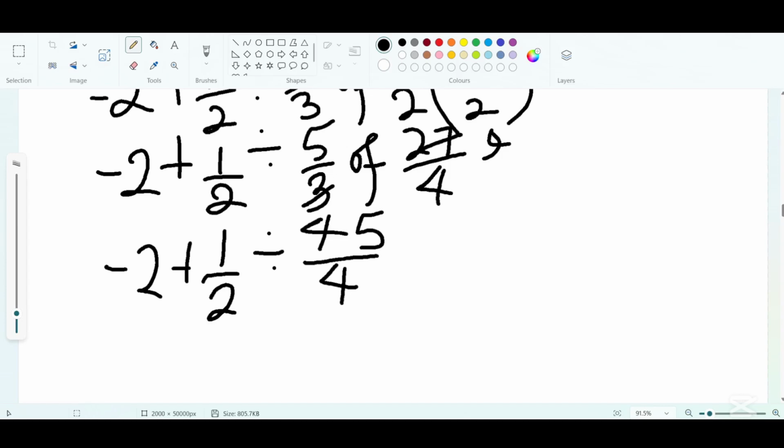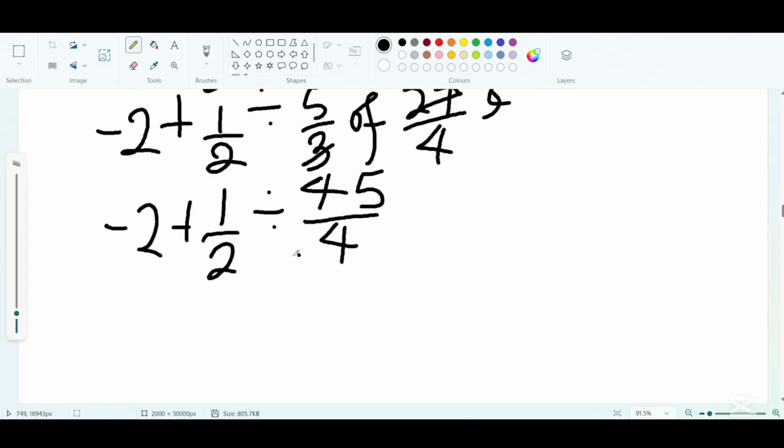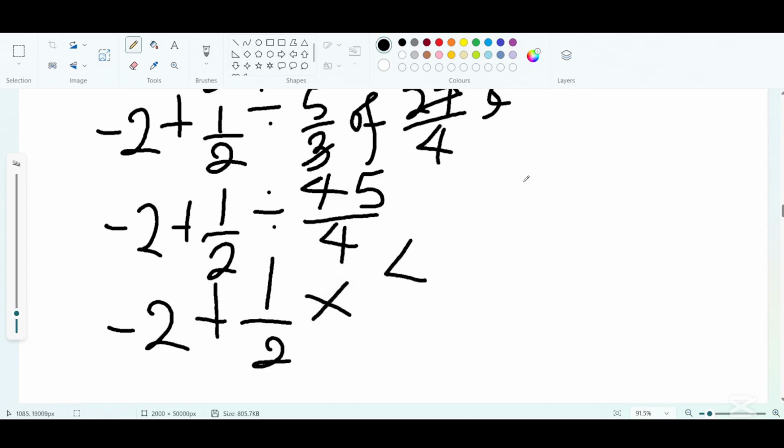division. Division is the next number that we want to deal with. So at this point, what do we do to division? We convert division to multiplication. So this is going to be minus 2 plus 1 all over 2 times 4 all over 45. So since we have converted division to multiplication, we can now cut the numerator and the denominator.